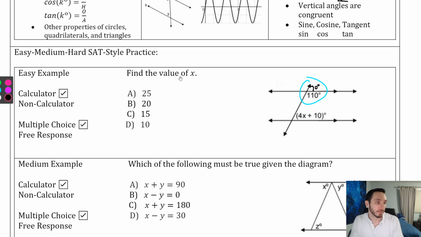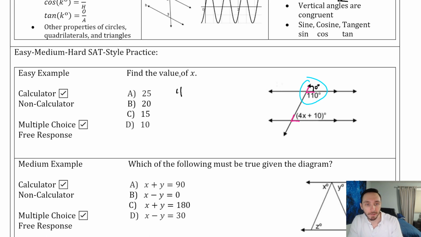Now, if you can think about what I'm thinking, the angle that is 70 degrees actually looks very similar to this angle that is 4x plus 10. That's because they are congruent. They are... Oh man, what are the words? Corresponding angles. They are corresponding angles. So corresponding angles are congruent. Remember that stuff from geometry? All those different angle, parallel lines stuff.